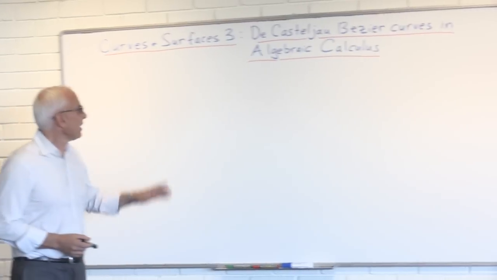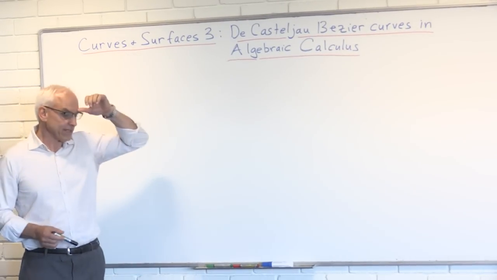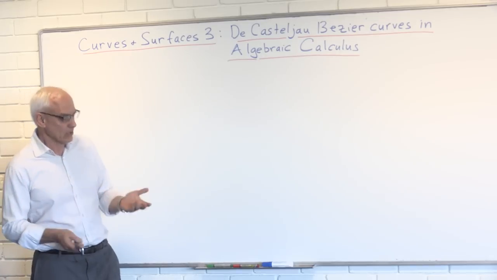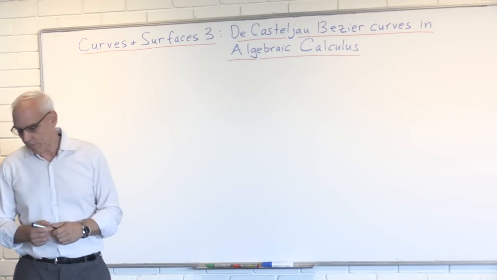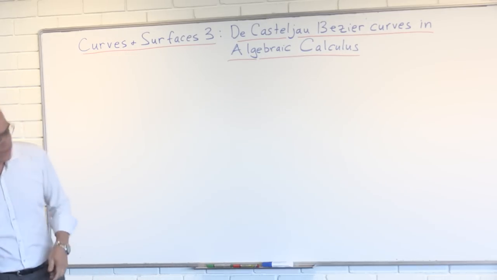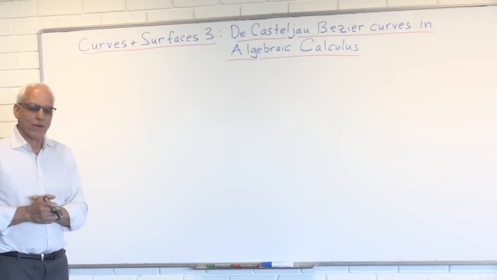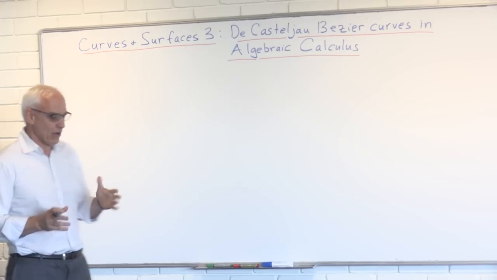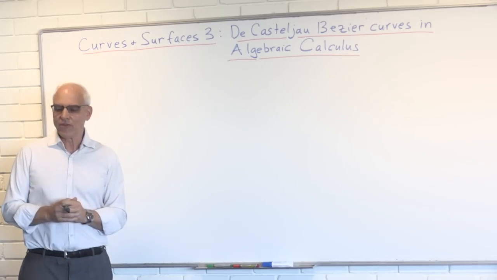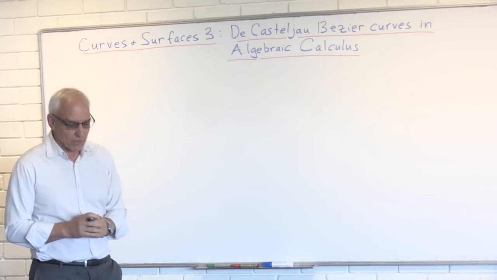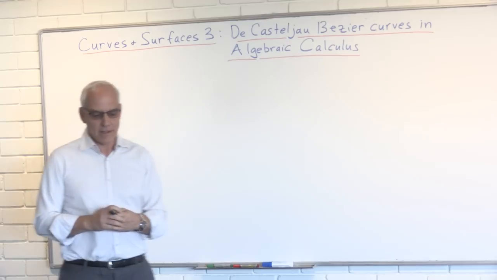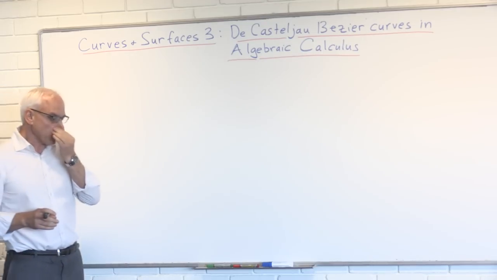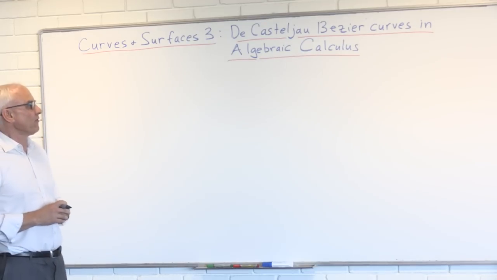Today we're going to be looking at the third lecture in this little series, and we're going to be talking about the de Casteljau Bezier curves in algebraic calculus and the remarkable role that they play. So Paul de Casteljau and Pierre Bezier were two French car engineers. Around 1960, they introduced a whole new way of thinking about curves, which has gone on to revolutionize design theory and notable applications to engineering, computer graphics, and lots of other things.